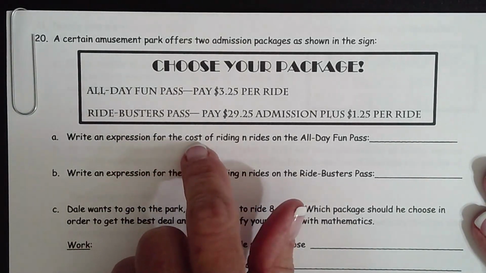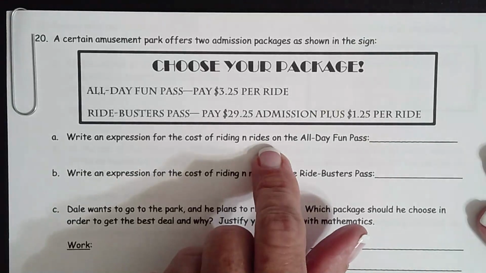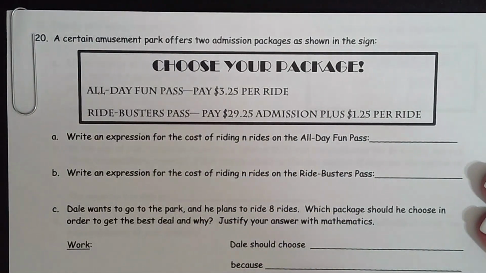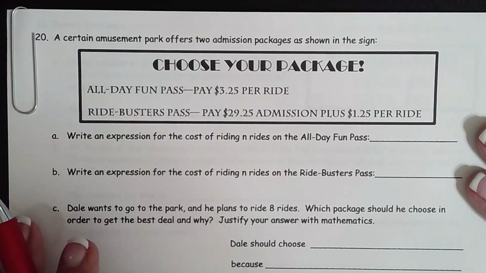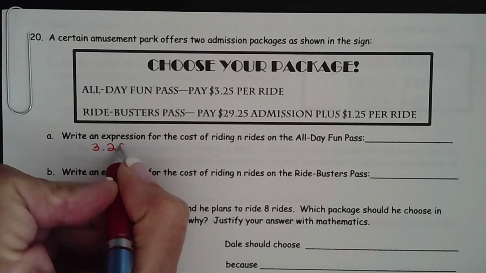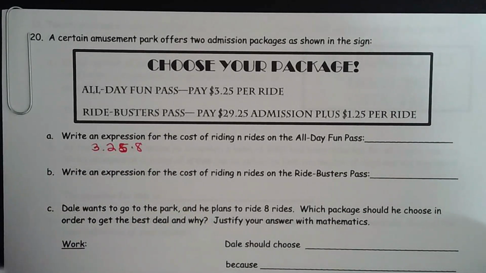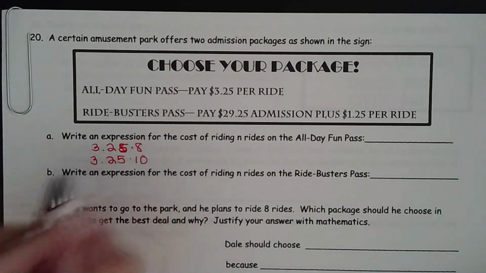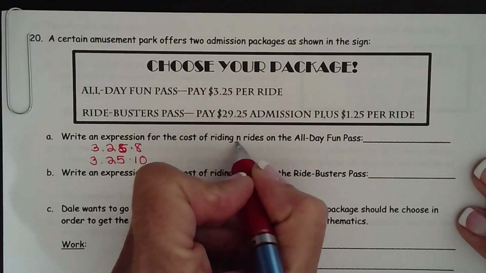So first we're going to represent our terms. Write an expression for the cost of riding n rides at the all-day fun pass. What I usually do if I'm not quite sure how to begin is I think, well, if there were 8 rides, this person would pay $3.25 times 8. If there were 10 rides, they would pay $3.25 times 10. So I do a couple examples with real life numbers, and then I go, oh, now I can see the pattern.